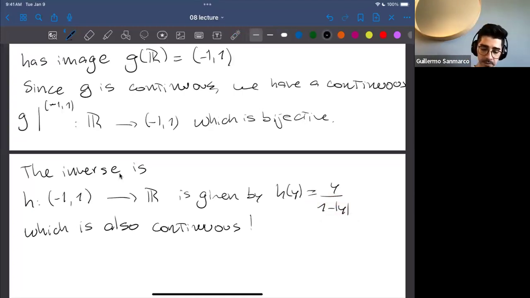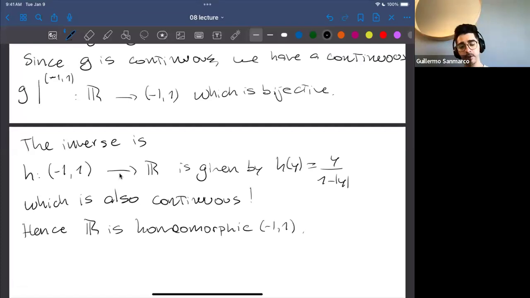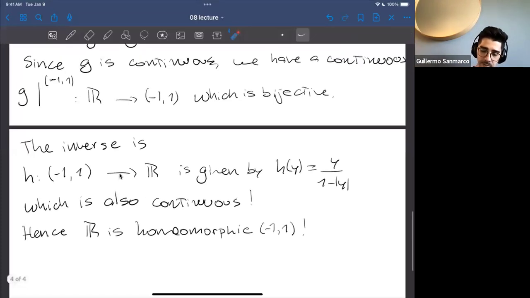In other words, we have just proven that the reals are homeomorphic to this open interval (-1, 1). So what this means is, topologically, the entire real line is the same as just the open interval. And what we're doing with this map is we're just contracting the real line. And with this one, we're expanding the open interval to the entire real line. Are there any questions?